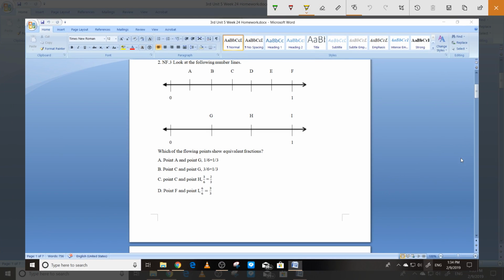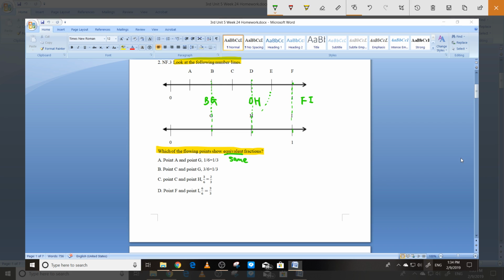Number 2 says, look at the following number line. Which of the following points show equivalent fractions? Equivalent, you should understand, means the same. The easiest way to do this is just to draw a line lining up the top and bottom. Anything that is lined up is the same. Like B and G are the same. D and H are the same. F and I are the same.